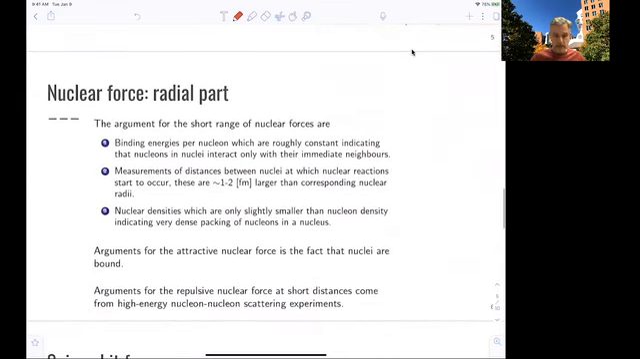Right, so here are the arguments. The binding energy per nucleon, which is roughly constant, indicates that the nucleons in nuclei interact only with their immediate neighbors. Right? Otherwise, you would have an A squared term or an A times (A minus 1) term in there.